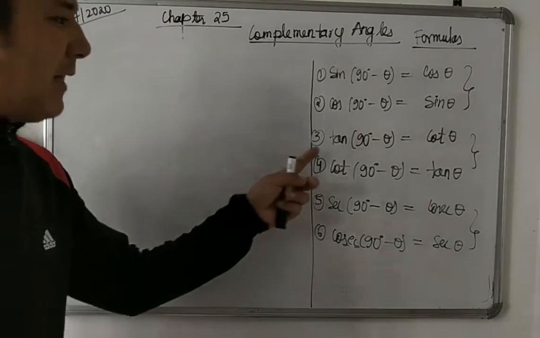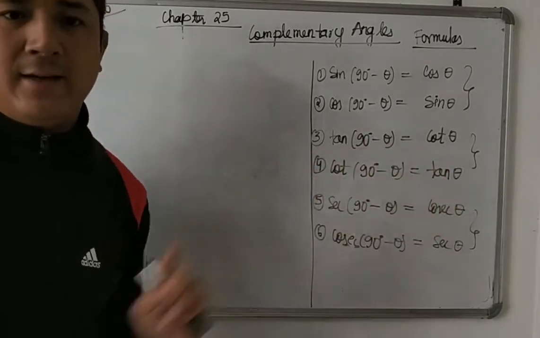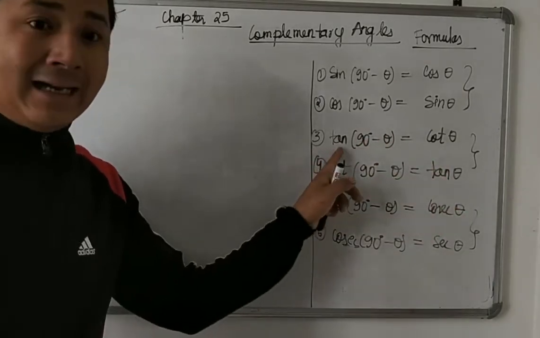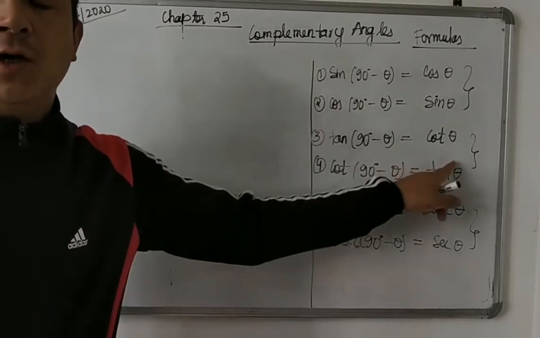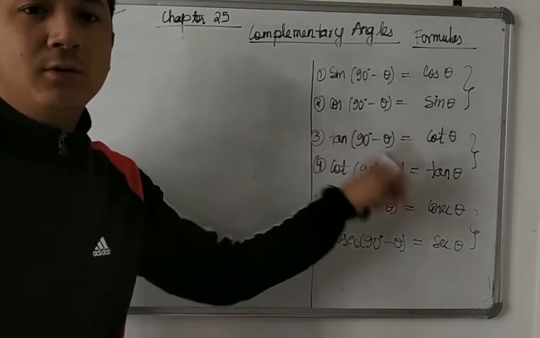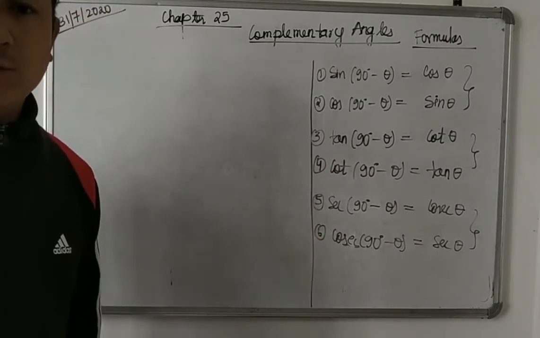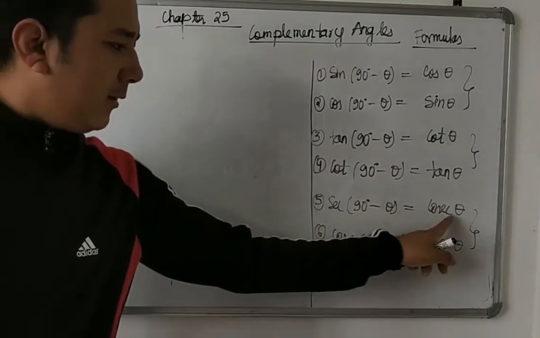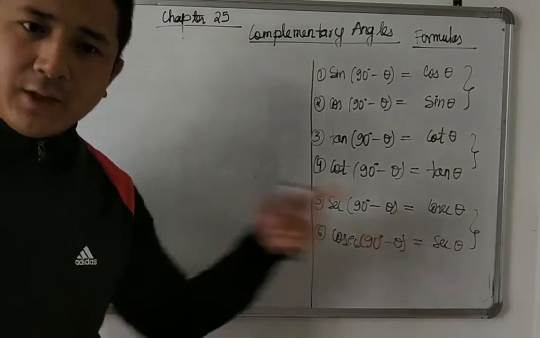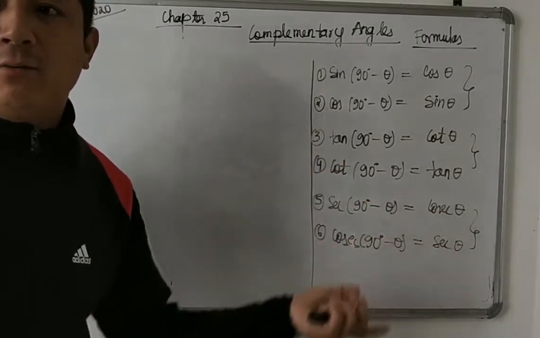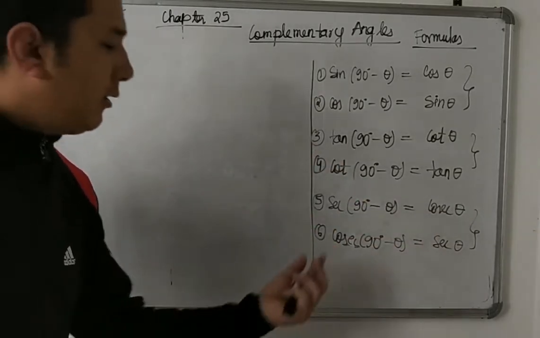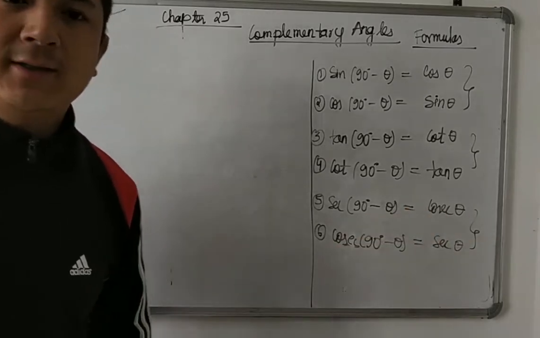You just remember tan goes to cot, cot goes to tan. Tan 90 minus theta goes to cot, and cot 90 minus theta goes to tan. Simple as that. The last 2 is also similar. Sec goes to cosec, cosec goes to sec. So sec 90 minus theta will be cosec theta, and cosec 90 minus theta will be sec theta.